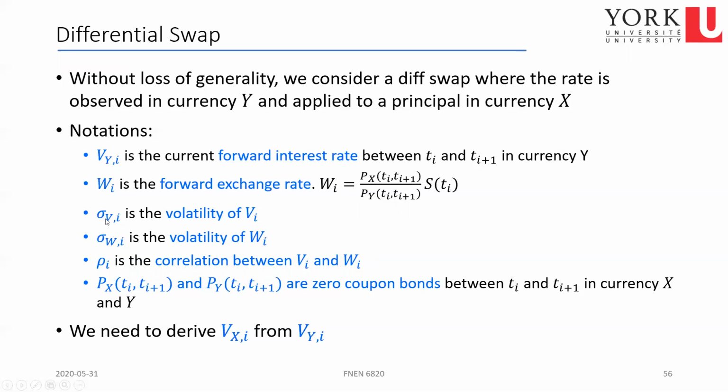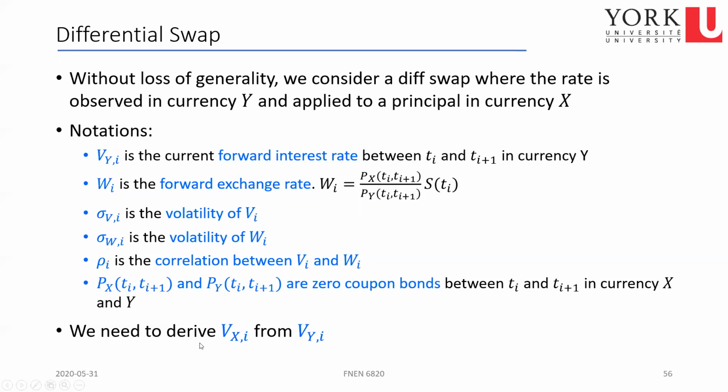Now we have volatility, which is the volatility of V_i here. And sigma W is the volatility of W here, okay, the forward exchange rate. And rho is the correlation between these two, between the forward interest rate and the forward exchange rate. And these are the zero coupon bonds.